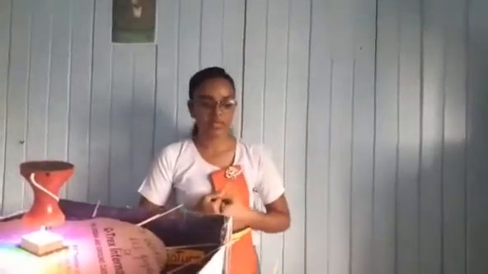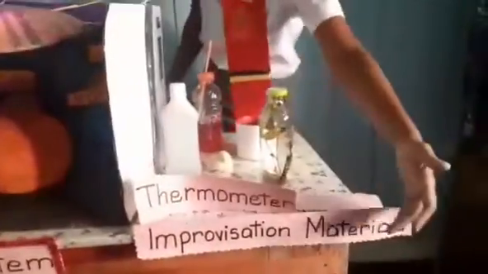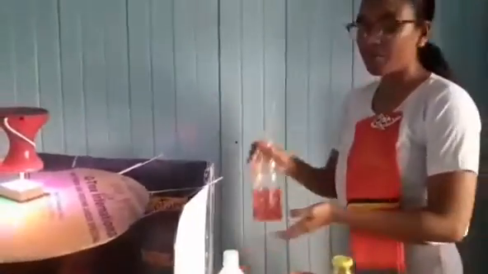Good morning, Miss. My name is Miss Latriti Jainarine, and this morning I have to present my solar model, my improvisation material, my insect in a bottle, and my improvised thermometer.